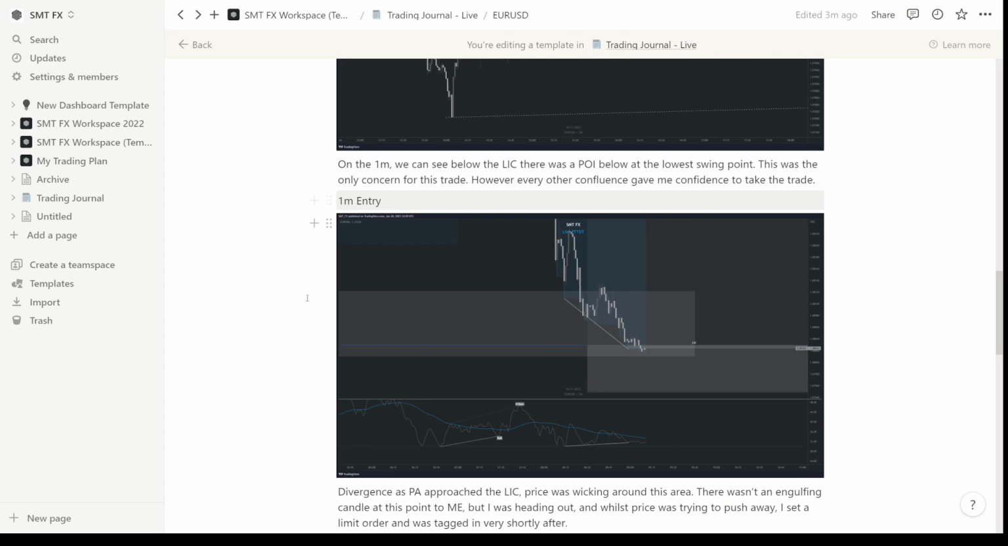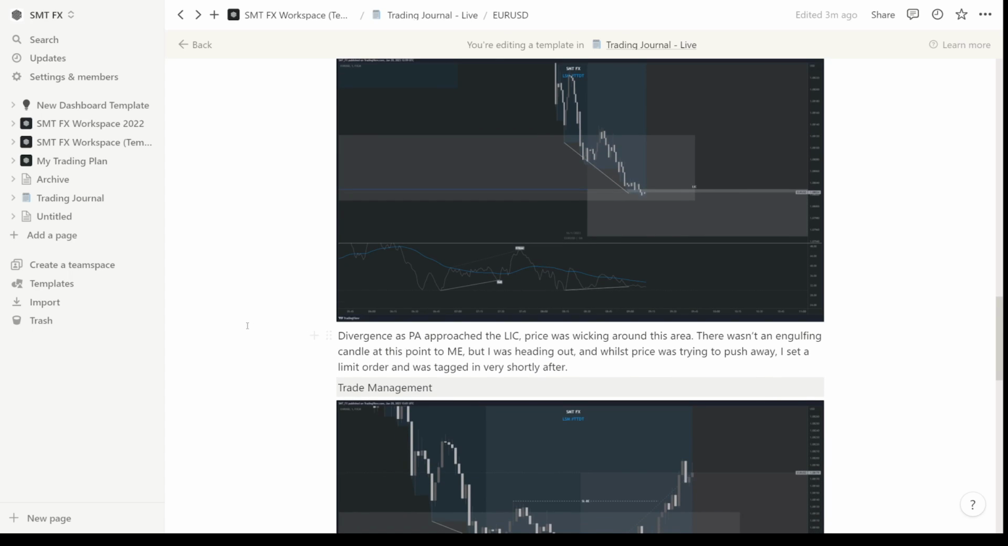I've then got a screenshot of the 1 minute entry. As you can see here, we had a divergence, and price consolidated a little bit around my entry point. We also had the divergence on the RSI indicator. So this was all logged as well.